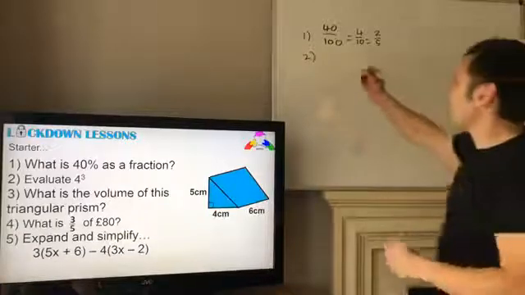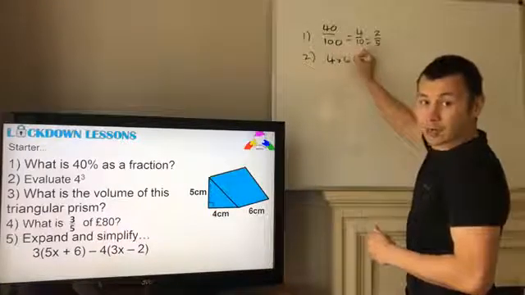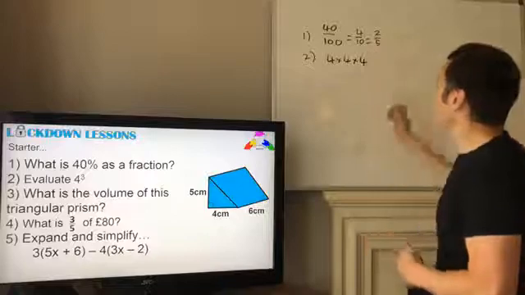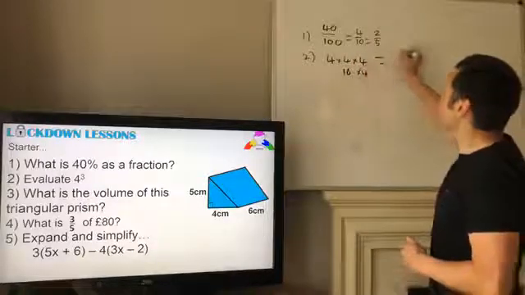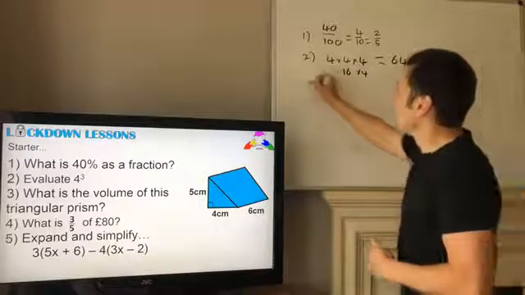Right, sorry, okay, right, so 4 cubed means 4 times 4 times 4, which is not 12. 4 times 4 is 16. 16 times 4 is 64.